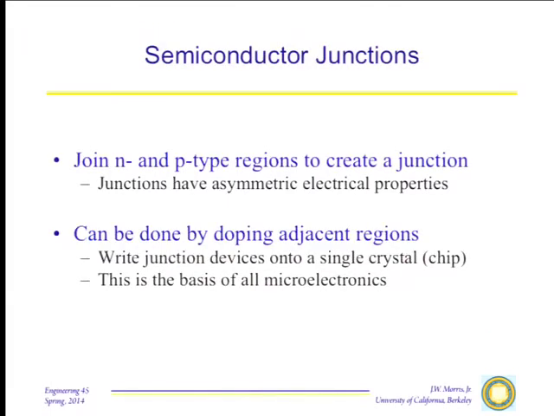Junctions. Extrinsic semiconductors are useful not because they're great conductors, but because they make great junctions. Now, what do I mean by that? We can join n-type and p-type regions to create a junction which has asymmetric electrical properties that are very useful, as we'll talk about today. But note that that can be done by just doping adjacent regions. The way we tend to make semiconductor devices is we take a single sheet or die of semiconductor, silicon in the usual case, and we dope regions of that silicon. If we dope one region with boron, that region will be p-type. If we dope an immediately adjacent region with phosphorus, that region will be n-type. If they're right next to each other, the boundary between them will be a junction.